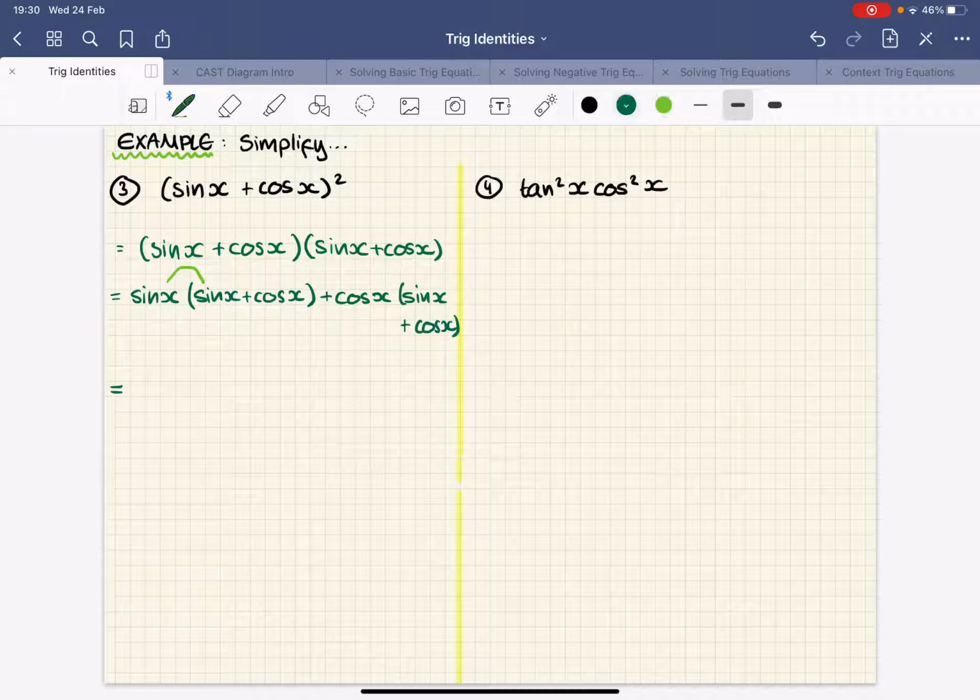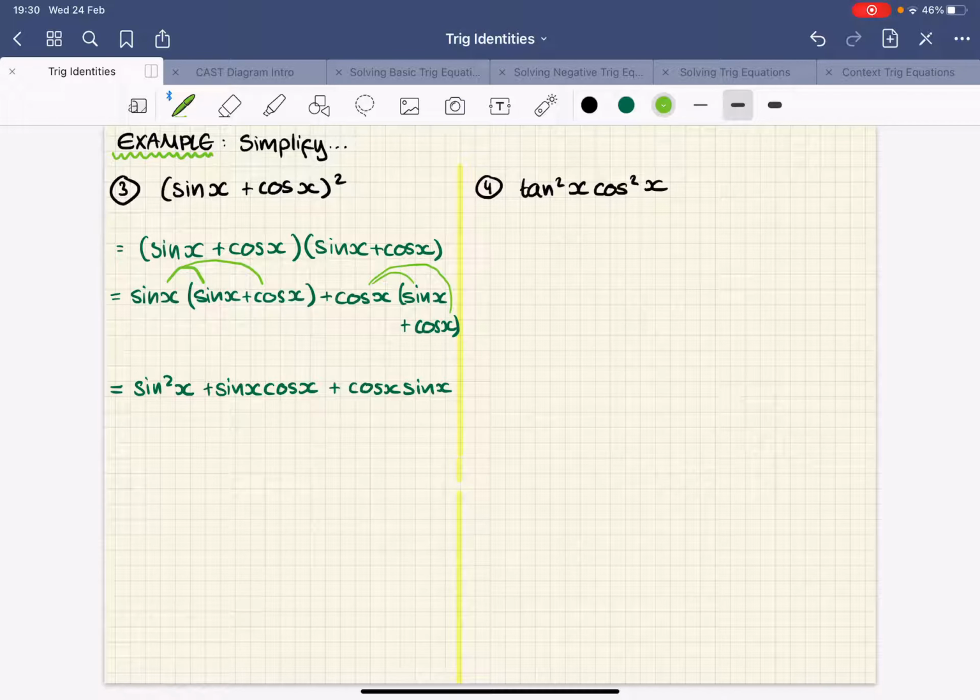So sine x times sine x, that is going to be sine squared x. Sine x times cos x, that's just going to be plus sine x cos x. Then that cos x times the sine x, that's going to be plus cos x sine x. And then that cos x times that cos x will be plus cos squared x. So it's a bit squished there.